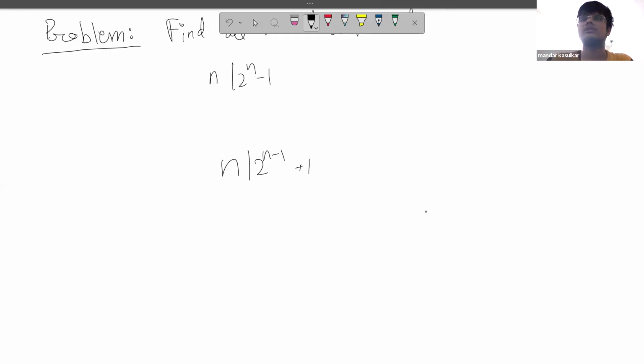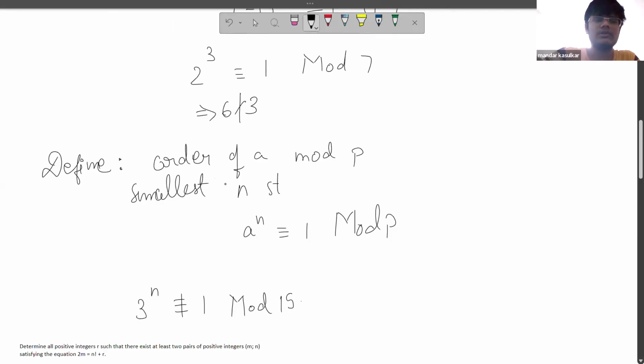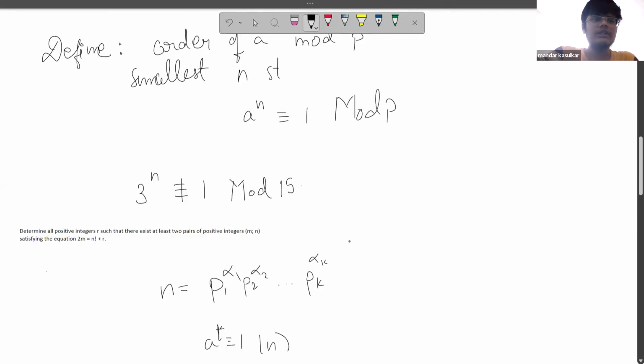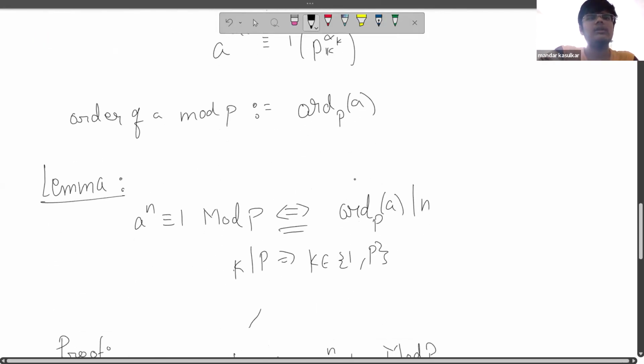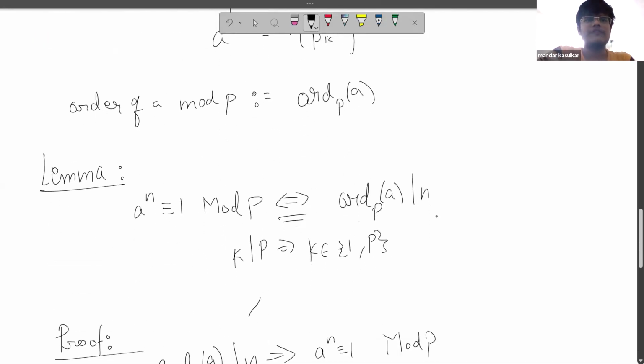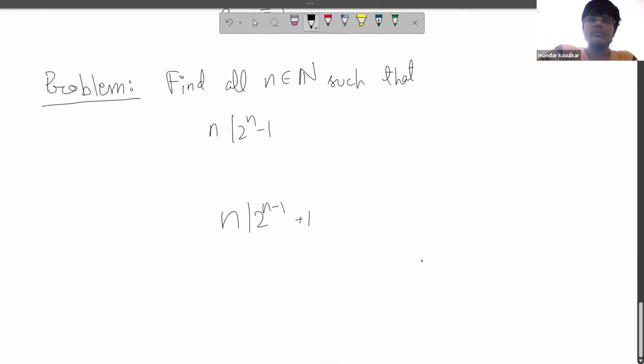What did I miss? Kushagra, if I'm not spelling the name wrong. We have defined what an order is. There were many buffer problems given. And then we proved our first lemma, which is if a to the n is 1 mod b, then order of a divides n. And now we are trying some problems.